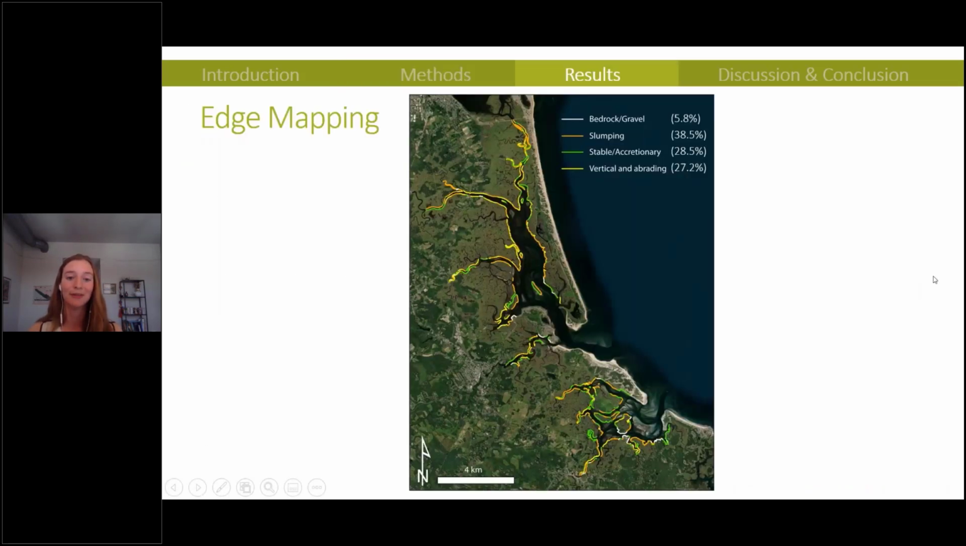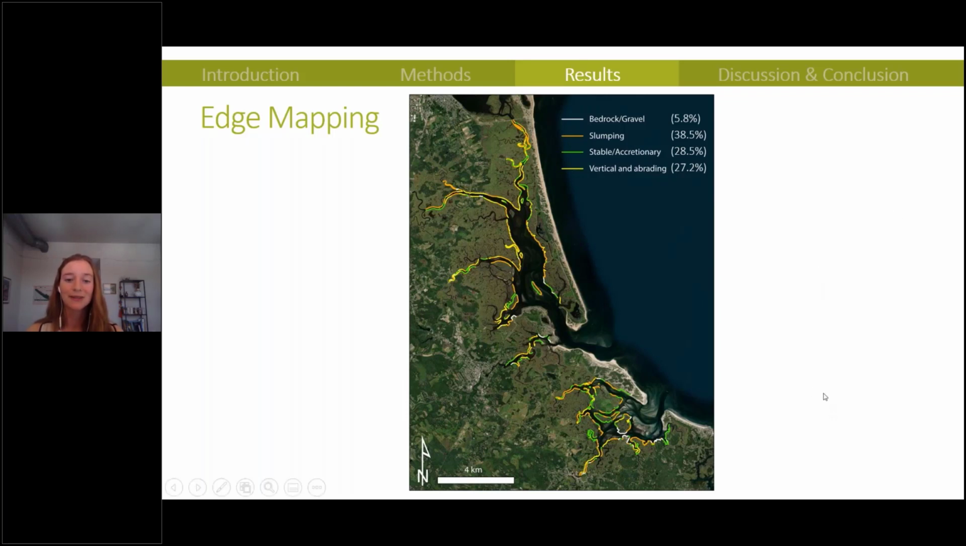This is what our map of the marsh edge looks like. The different colors represent the 4 different categories that we classified the marsh edge. So white is bedrock or large gravel, and you can see only very little parts of the marsh actually have outcrops sticking out. Orange is slumping, so it's an eroding edge that is primarily through mass failure or these big slump blocks. Green is stable or accretionary, so not eroding. And then yellow is vertical and abrading, so eroding but not through slump blocks, it's just abrading.